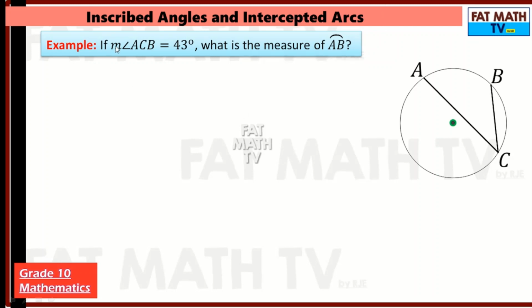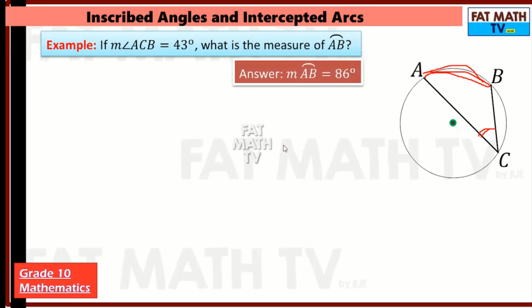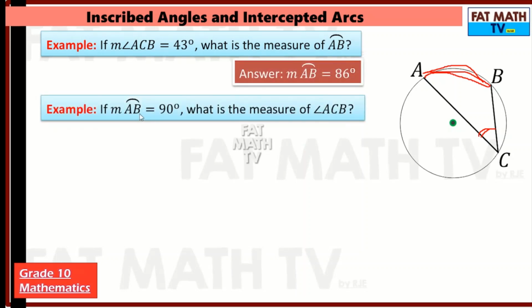For example, if the measure of angle ACB is 43, what is the measure of arc AB? It's just times 2. 43 times 2 is 86 degrees. How about if the given is arc AB is 90? What is the measure of angle ACB? You just divide 90 by 2, or take half of 90. That is 45 degrees.